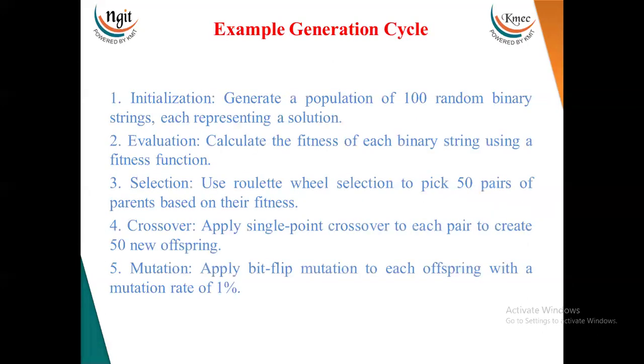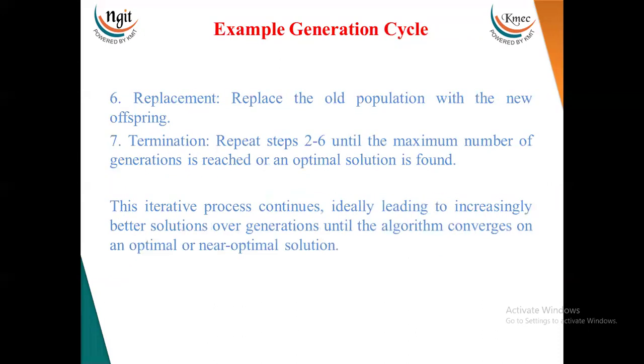For example, initialization: I want to generate 100 random binary strings. First, I'll check all the binary strings using a fitness function. I'll use roulette wheel selection to pick 50 pairs of parents, apply single point crossover to each pair and create 50 new offsprings. If I'm not getting the required 100 binary strings, I'll use bit flip mutation to change the offspring. Finally, I'll replace the old population with the new offsprings, and this will be repeated until the maximum number of generations is reached and an optimal solution is found. So this is the basic generation cycle in genetic algorithms.